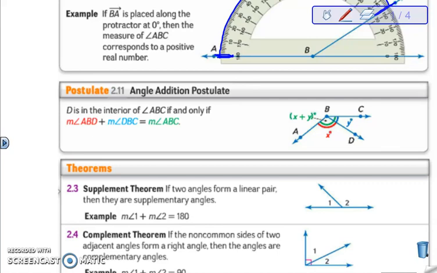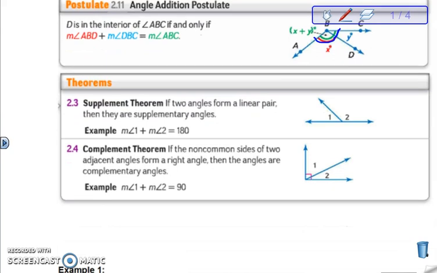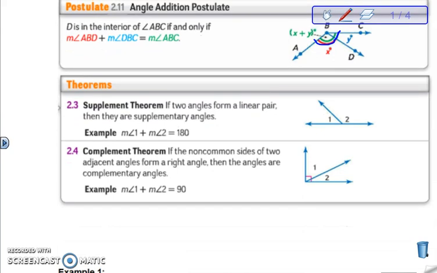Angle addition we've seen before. Remember, it says that if we take two small angles, we can add them together to form a larger angle. So we're going to use that a lot in the coming classes.